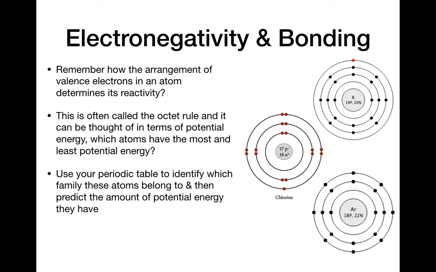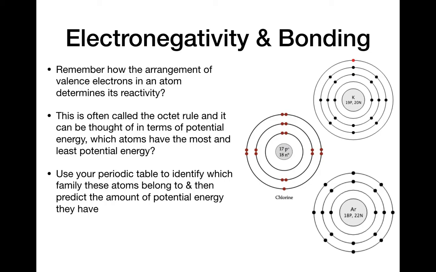Okay, so we start with K here. K is potassium. It has 1 valence electron here, and it is in the alkali metals, group number 1. And you'll notice because there's only 1 valence electron, it is going to be very reactive and have a lot of potential energy. All it has to do is get rid of that 1 little valence electron and it can be stable. So it's very reactive for that reason.